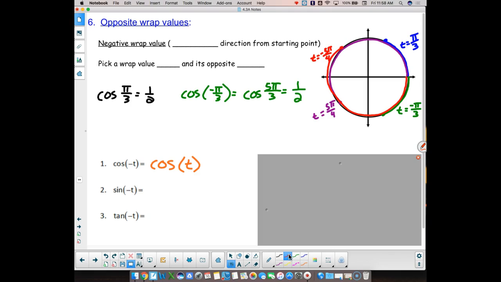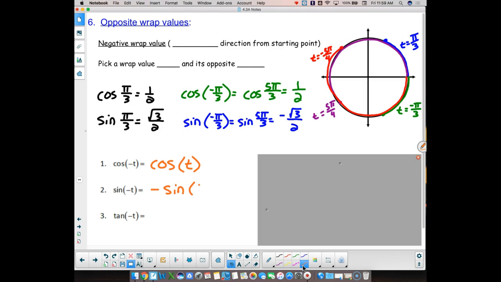Okay. Now, let's talk sines. What's the sine value at pi over 3? Well, it's the square root of 3 over 2, right? What's the sine value at negative pi over 3, or the sine value at 5 pi over 3? It's opposite. So it's negative square root 3 over 2. Agree? So tentatively speaking, we're saying that this is going to be negative sine of t.